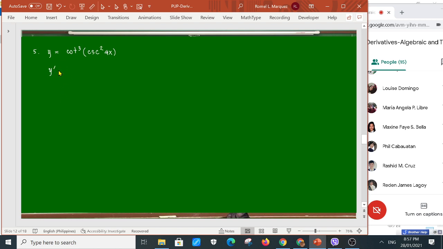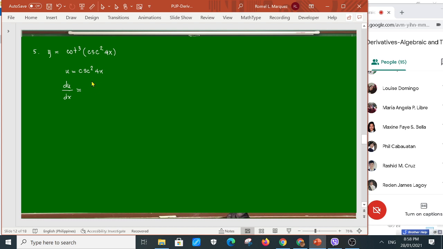Rashid. Y prime equals. What are you going to consider here? First, our main function is the cotangent. Inside it is cosecant squared. Meaning, your u here is what? Cosecant squared, which is also a general power, and trigonometric too. Okay? Let's get its derivative first. What is the derivative of u with respect to x? Derivative of the inside, so later we can just plug in.